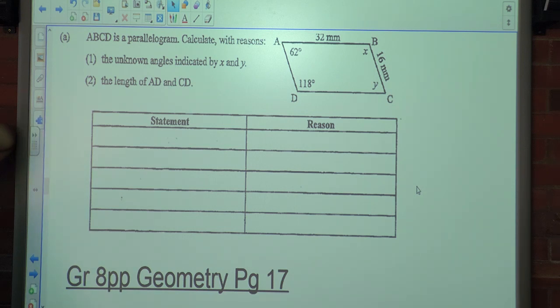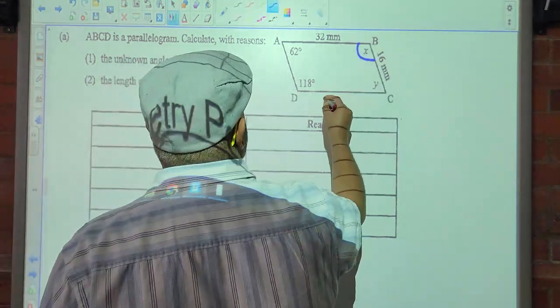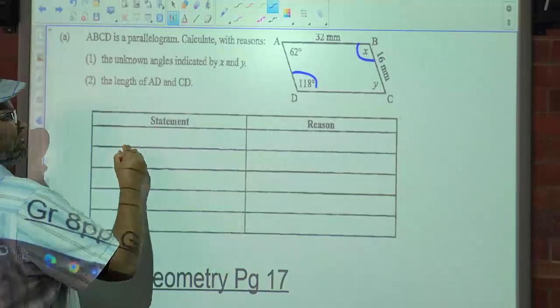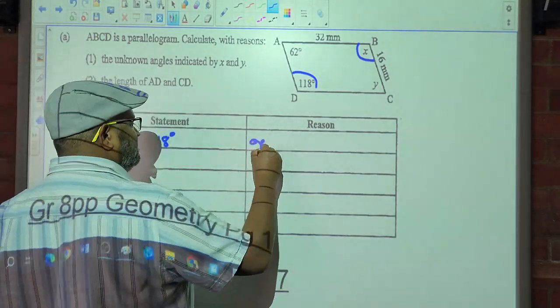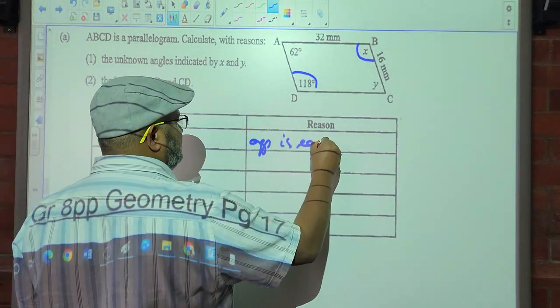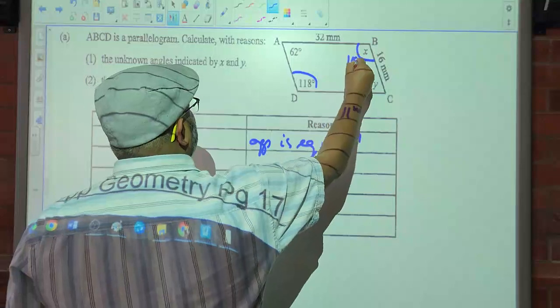Okay, so ABCD is a parallelogram. Calculate with reason all the unknown angles indicated by x and y. Alright, so x is equal to what? 118. Why? Opposite angles equal in a parallelogram. So that's now 118.